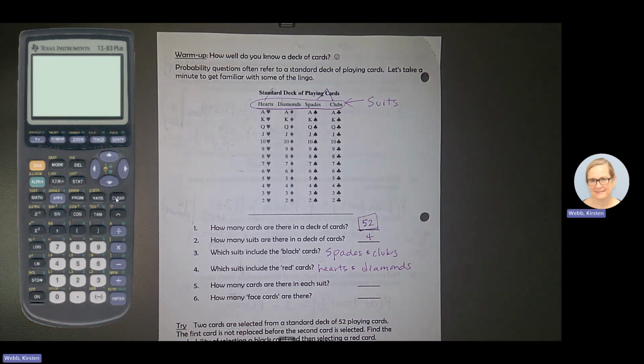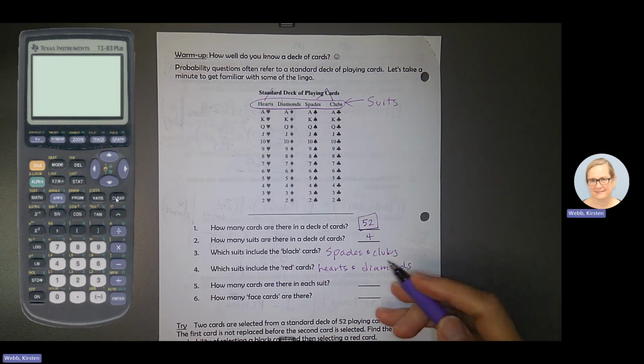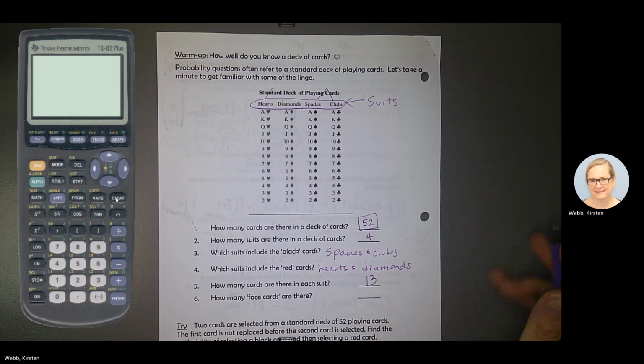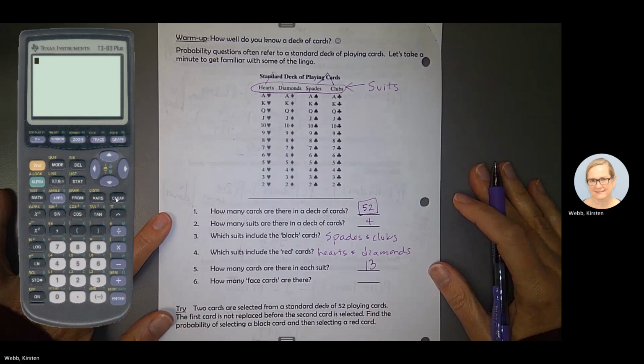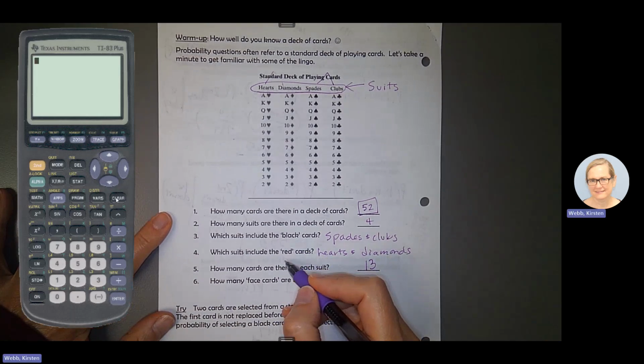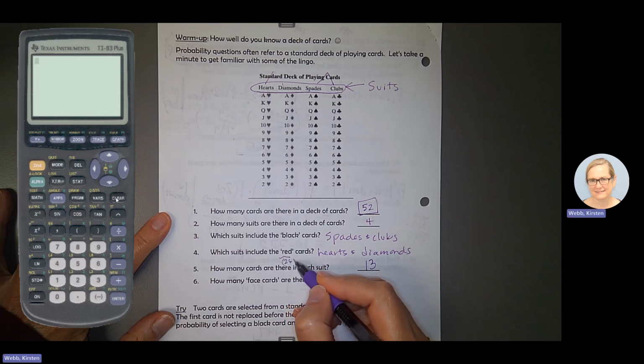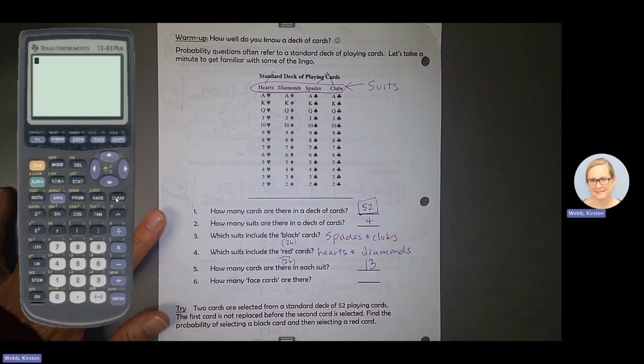So there's 52 cards altogether and 4 different suits. How many cards in each suit? 13? Yeah. How many red cards would there be? 26. And same for black cards, right? The deck is half red cards and half black cards.